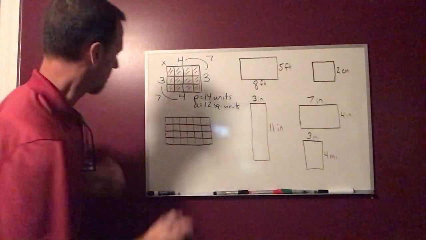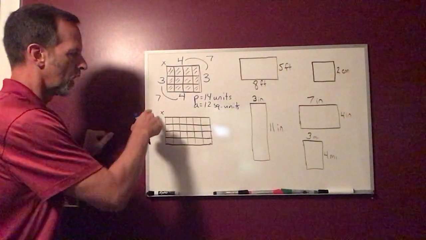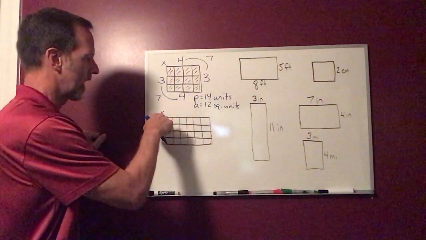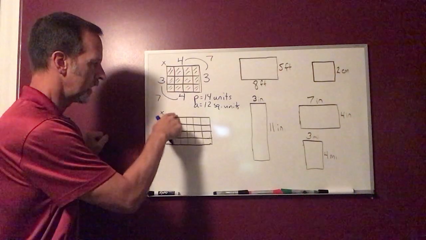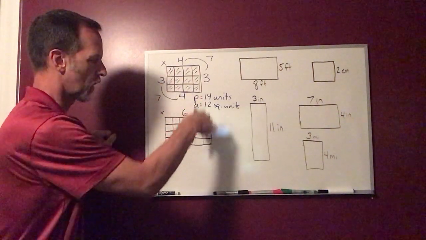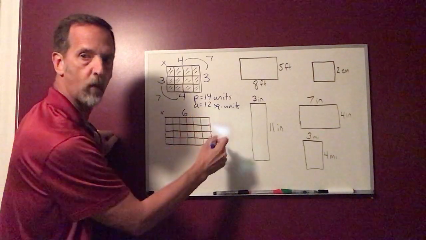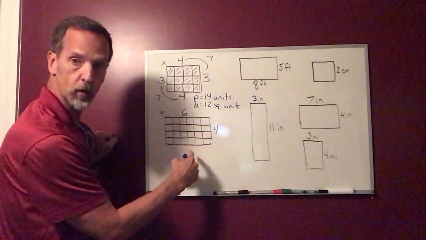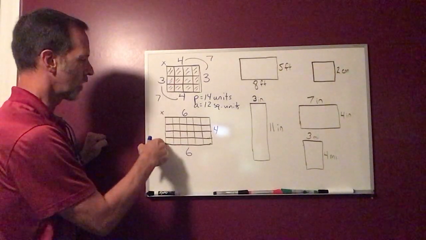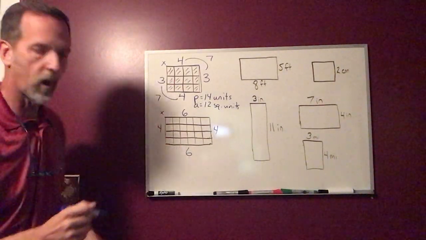Let's start with the perimeter. We start in the corner. We're going to walk this side. We want to label our way around first. Okay, this side will be 1, 2, 3, 4, 5, 6 units. Turn the corner, 1, 2, 3, 4 units. Turn the corner, 1, 2, 3, 4, 5, 6 units. And then turn the corner again, and we have another 4 units.